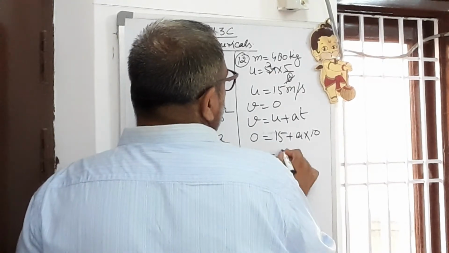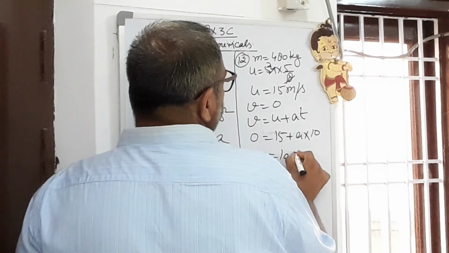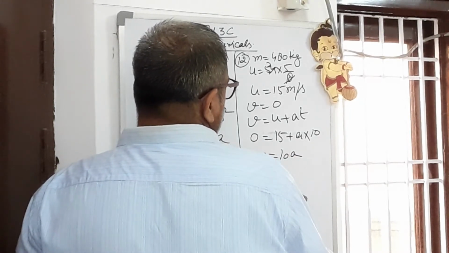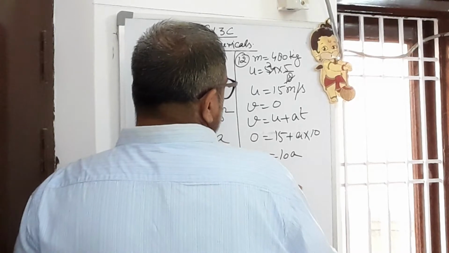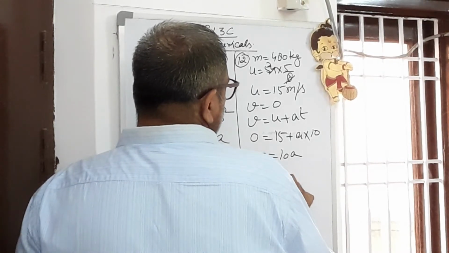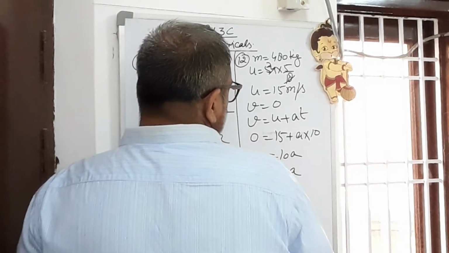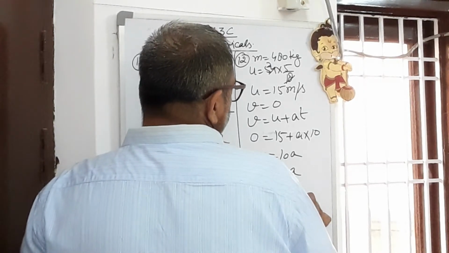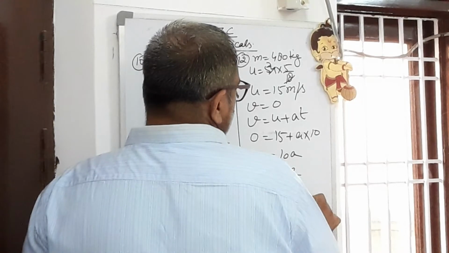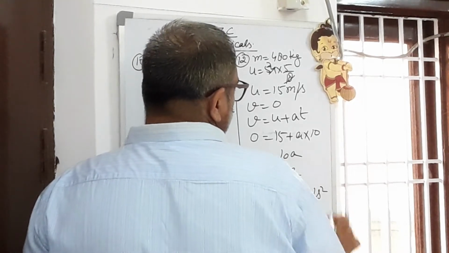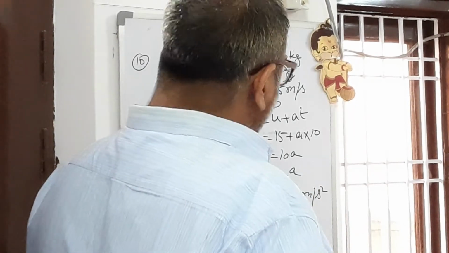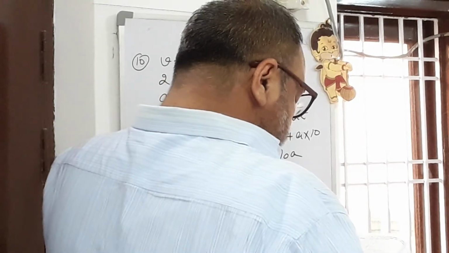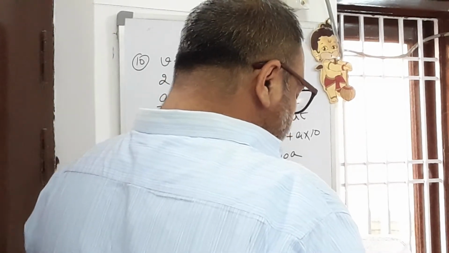0 minus 15 is equal to 10A, और A is equal to minus 15/10। 5 3 are 15, 5 2 are 10। A is equal to negative retardation, 3/2 meter per second square. Negative sign shows retardation. Now calculate the force applied by the brakes.